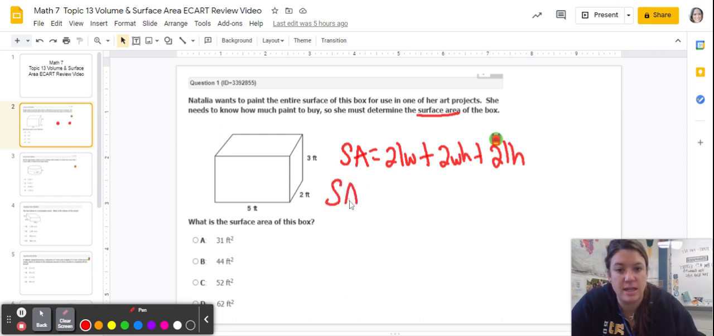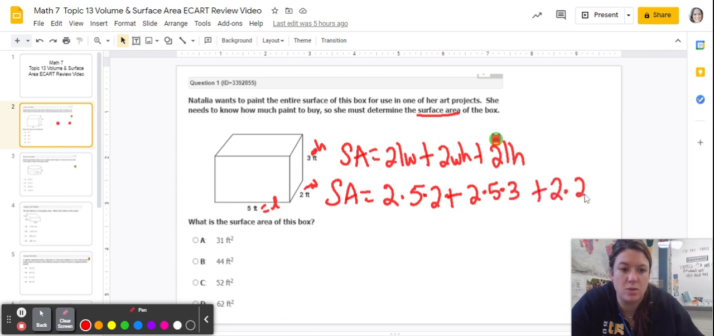So you're going to enter into Desmos 2 times 5 times 2 plus, and I'm just making this the length and this the width and this the height, plus 2 times 5 times 3 plus 2 times 2 times 3. So I'm just using this formula. So 2 times length times width is this part. And then there's a plus sign. And then there's 2 times width times height, which is this part.